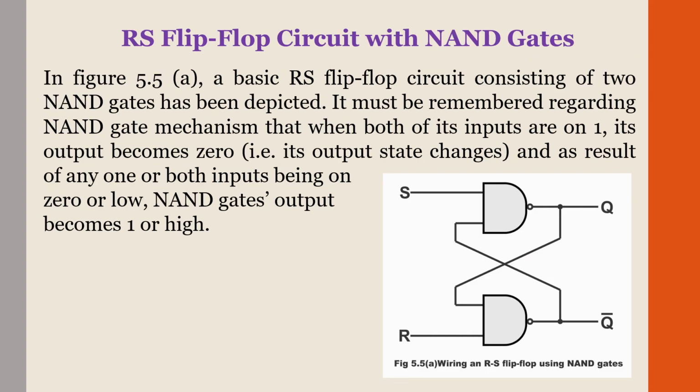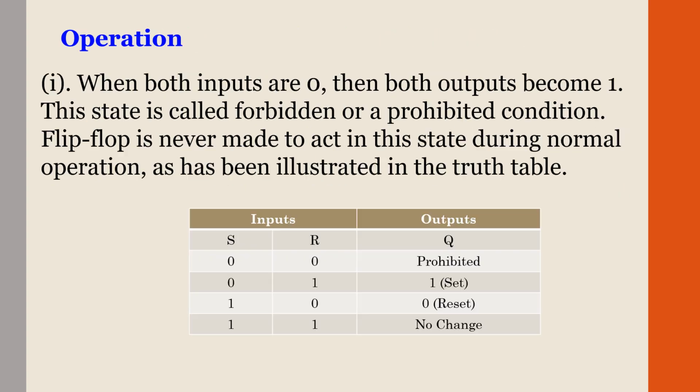RS flip-flop circuit with NAND gates. In figure 5.5a, a basic RS flip-flop circuit consisting of two NAND gates has been depicted. It must be remembered regarding the NAND gate mechanism that when both of its inputs are 1, its output becomes 0.